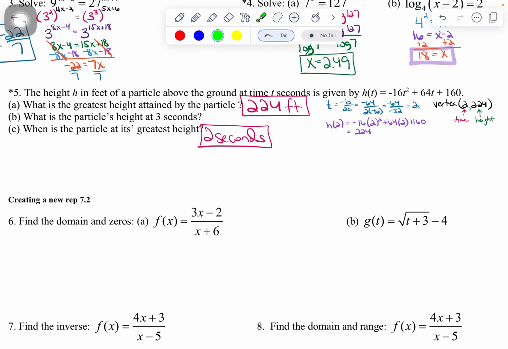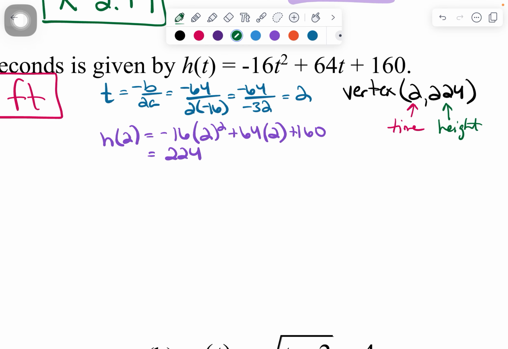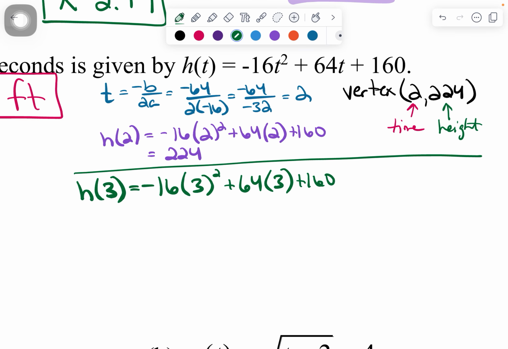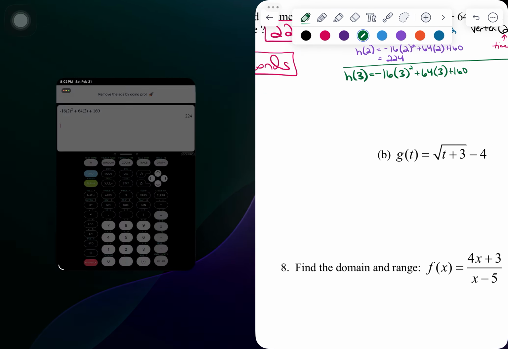Next, for part B: what is the particle's height at 3 seconds? I'm going to take this equation and figure out h of 3. This time I want h of 3 because I'm figuring out our height when time is 3. So all the t's for time, I'm going to replace with 3. I'm just rewriting it here, and I will use the calculator because that's definitely a calculator question.